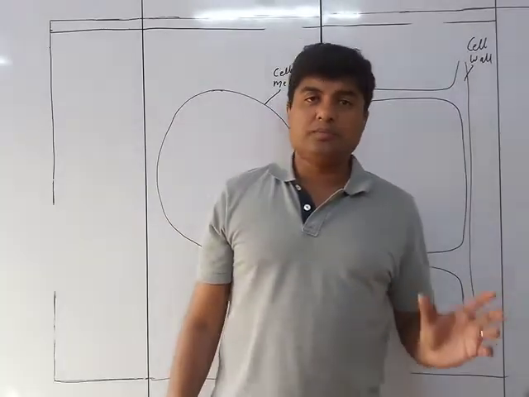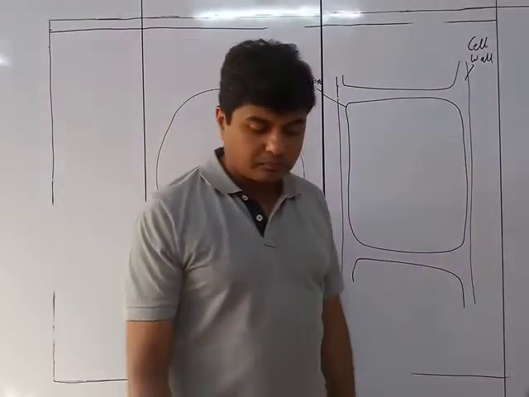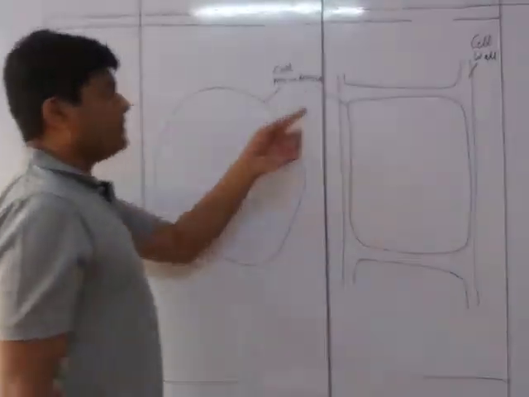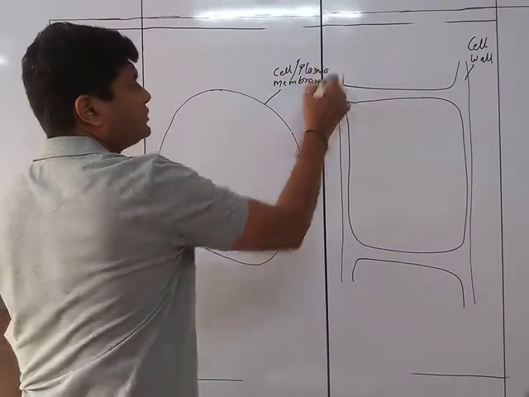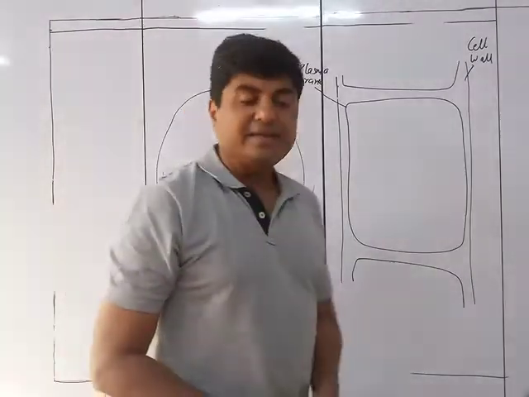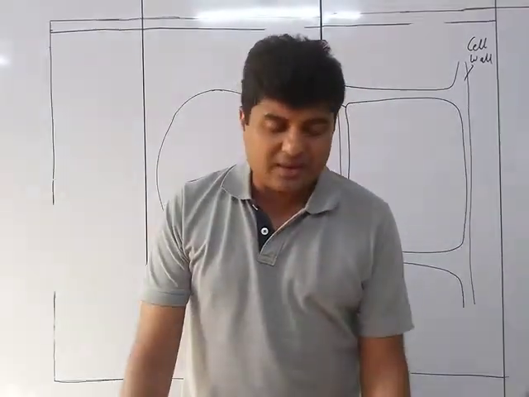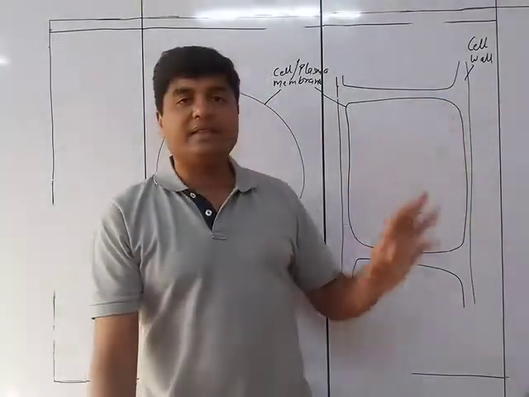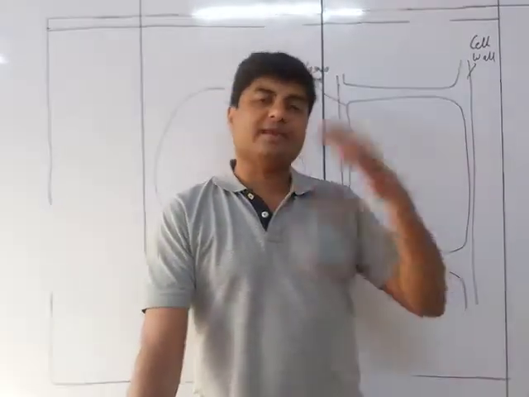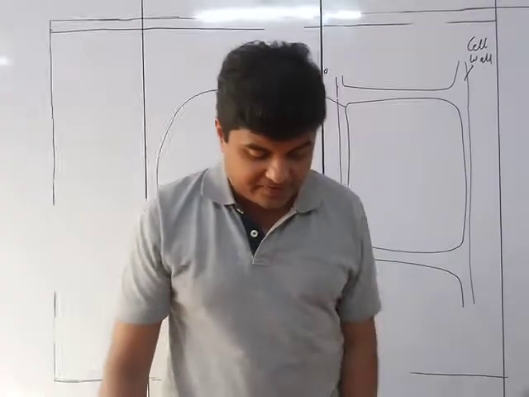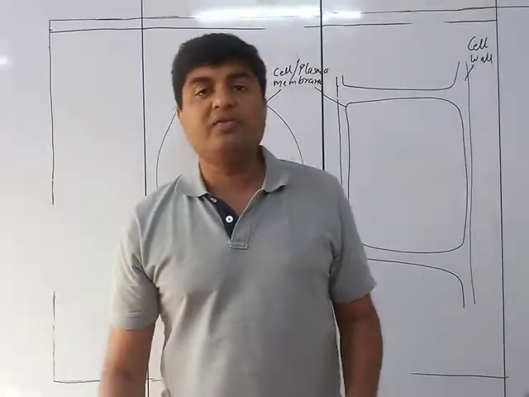Now this is the main difference between the plant cell and the animal cell. Then what we see is the cell membrane, also called the plasma membrane. The plasma membrane or the cell membrane is the outermost part in the animal cell and next to the cell wall in the plant cell. In the plant cell it is next to the cell wall, whereas in the animal cell it is the outermost part itself. It is a very thin, flexible, living membrane.